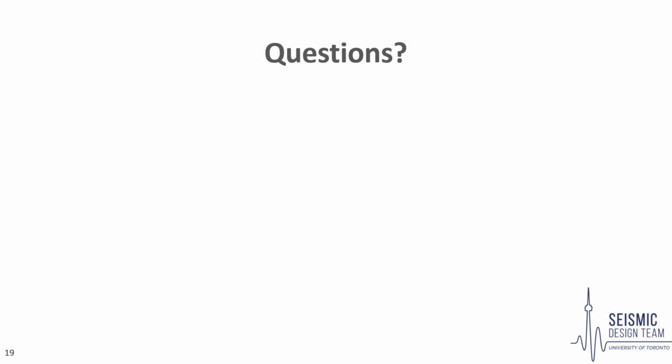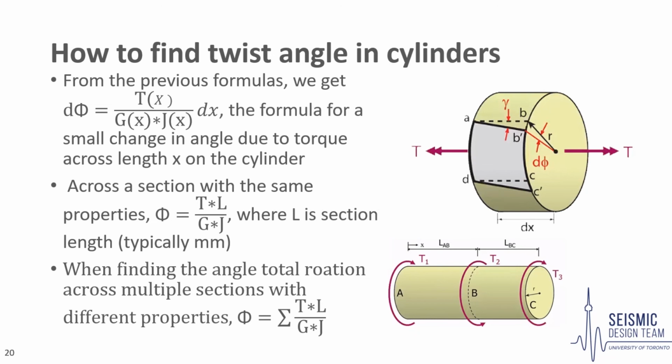Okay, then I will proceed on how to find twist angles in cylinders. The last topic to consider when looking at torque effects on a cylinder is twist angle, mentioned previously to be phi. From the previous formula, we get delta phi as a function along the beam's length of torque divided by the shear modulus and polar moment of inertia. Across a section with the same properties, phi can be written as simply torque multiplied by length divided by shear modulus and polar moment of inertia.